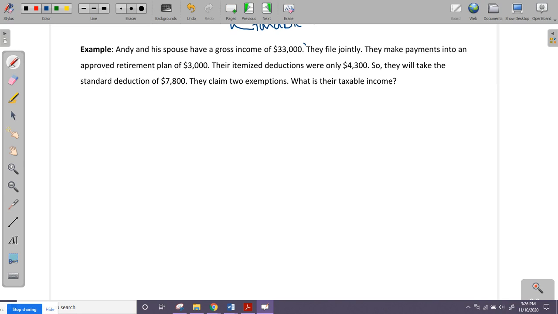So again, let's start off with our gross income. Our gross income is $33,000. So we need to take out any adjustments. They paid into a retirement plan of $3,000, so we can subtract that out.